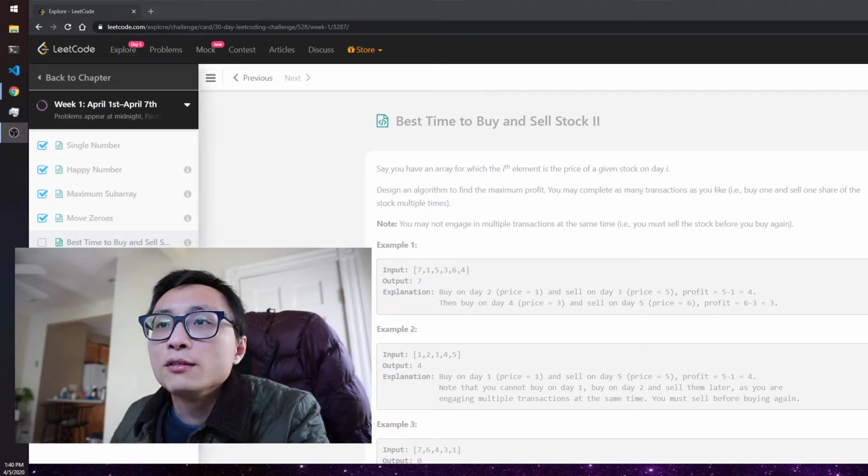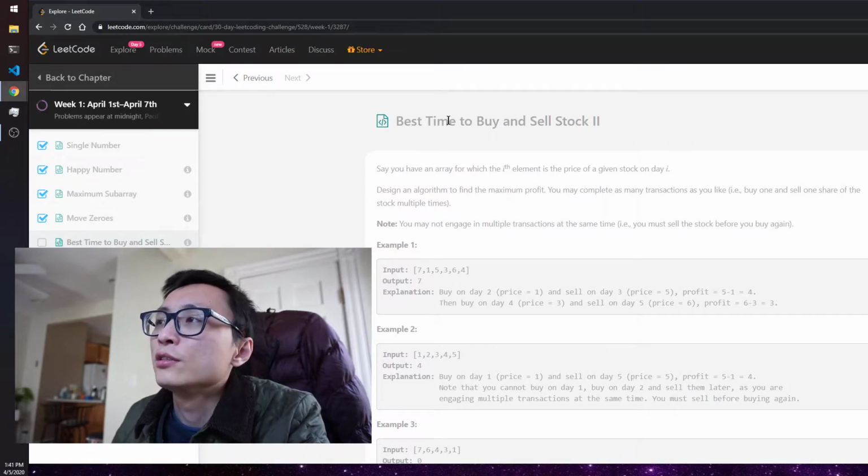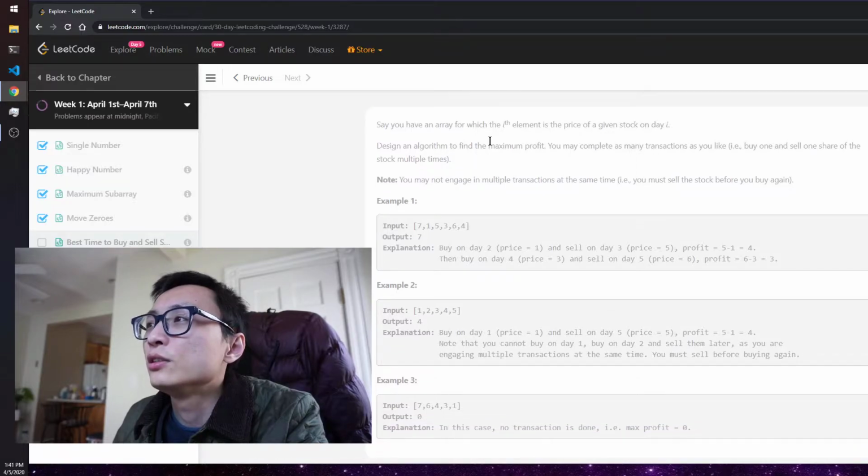Alright, so today's day 5 of the April LeetCode coding challenge. The question today is Best Time to Buy and Sell Stock II. We have an array representing the stock price at day i.